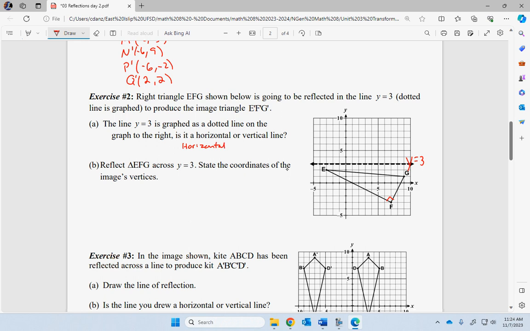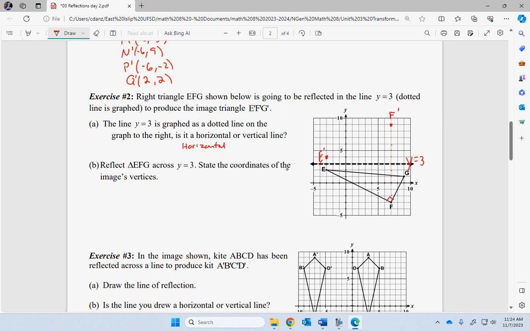We need to reflect it over that line. So I'll start with E. E is only one space away, so I go one space on the other side and call it E prime. I'm going to go to F now. It's 1, 2, 3, 4, 5, 6 to that dotted line. So I go 1, 2, 3, 4, 5, 6 on the other side and call it F prime.